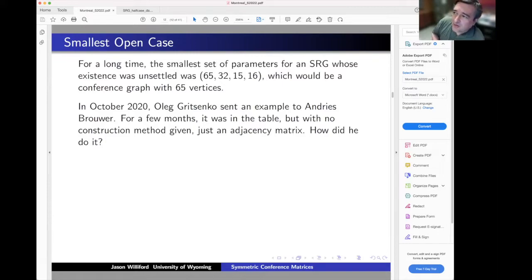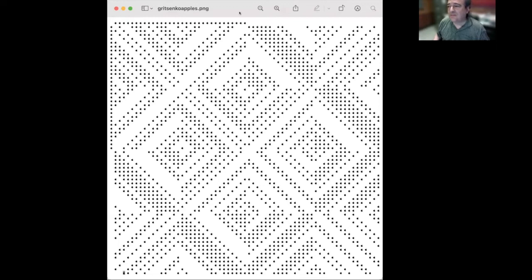So I wrote to Andries Brouwer, and he sent me a very short email just saying, Gritsenko sent me the following matrix. And actually, let's see, Bill made this picture of it. This isn't what Andries sent me, but Bill made this picture of it using apples instead of ones. And so basically this is all the data you have. You have this big matrix here. And that was all Gritsenko at that time had sent him. So there was this fascinating question, just how did he do it? And regardless of how he did it, how can this be generalized?